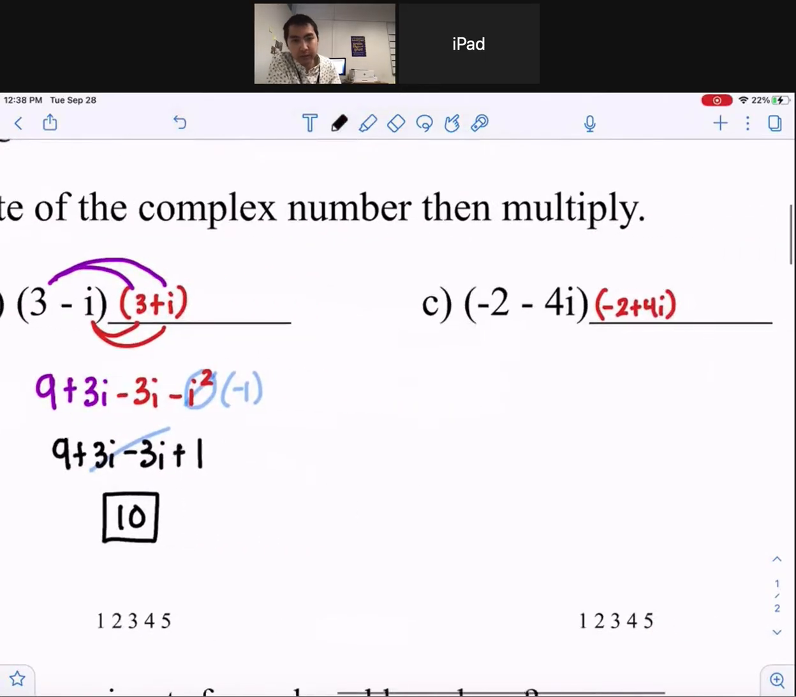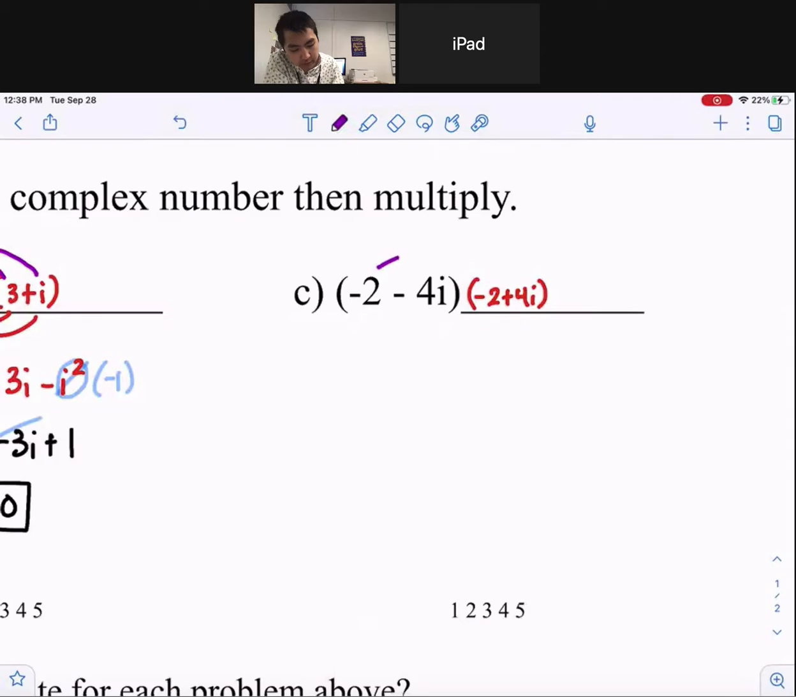There is something you should be noticing when you are multiplying by the conjugate. Just keep that in mind.